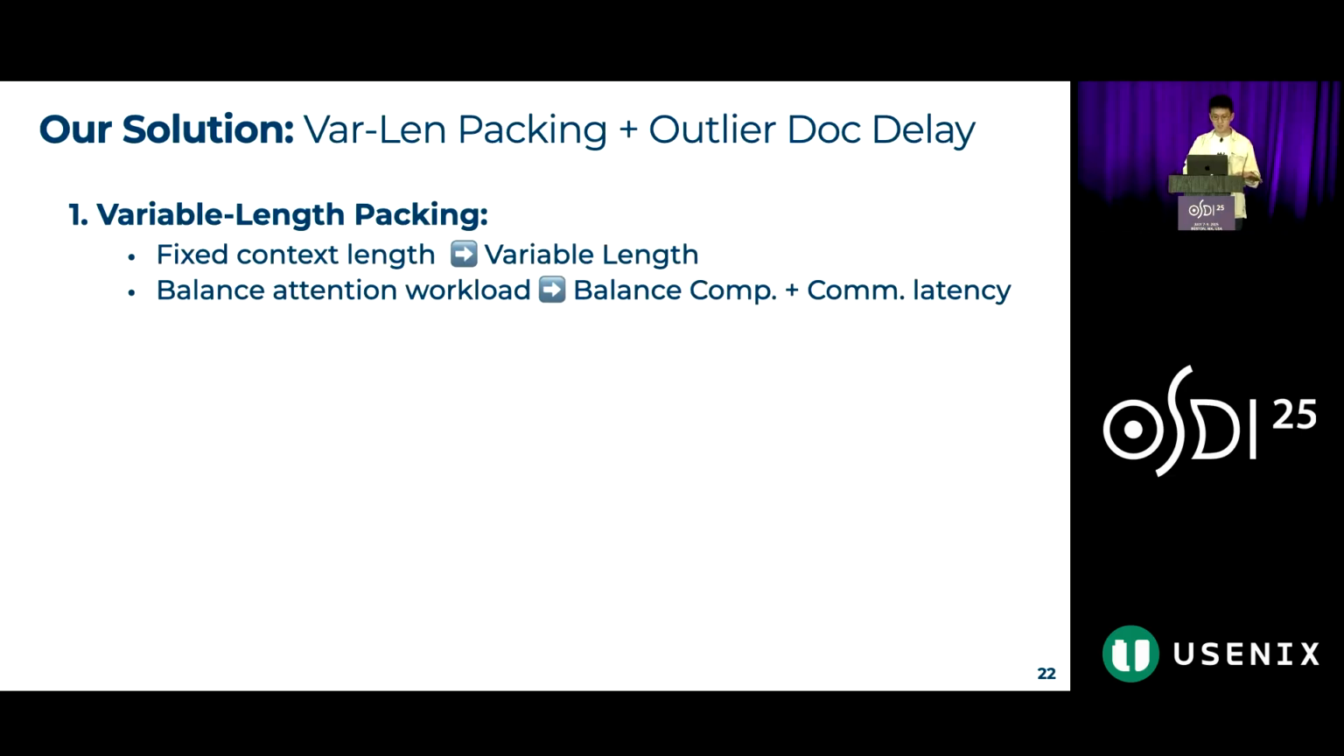To overcome the limitation of fixed length packing, our solution is to perform variable length packing with outlier document delay. Variable length packing breaks the constraint of a fixed context window, and we enable different macro batches to have variable lengths. We also change the optimization goal from balancing the attention workloads to balancing the total computation and communication latency of each macro batch.